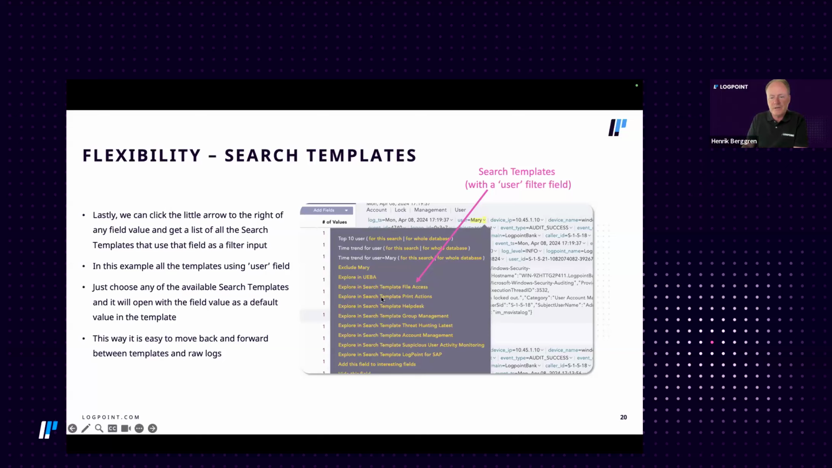So you can immediately from here jump into maybe the file access template to see what files Mary has been tinkering with in the last so-and-so hours or so. And from there, if you see a strange file, you can click on the magnifying glass and you get into the logs again. So you get this nice workflow where you can jump in and out between different search templates. So again, it's much more interactive than the dashboards.